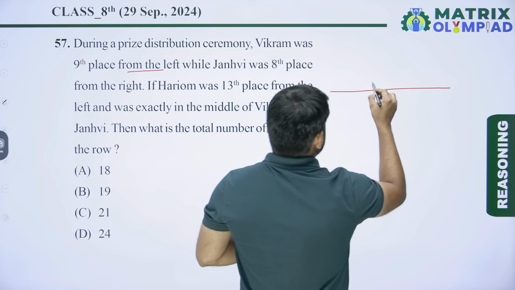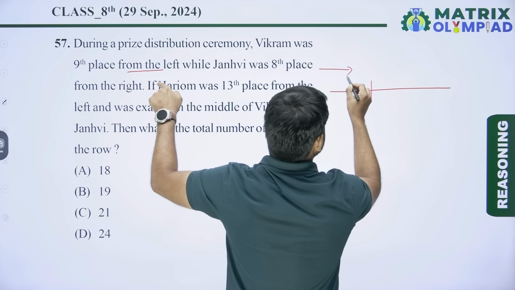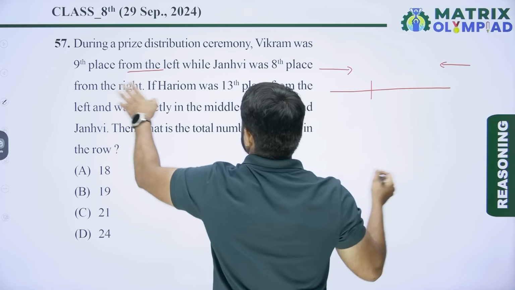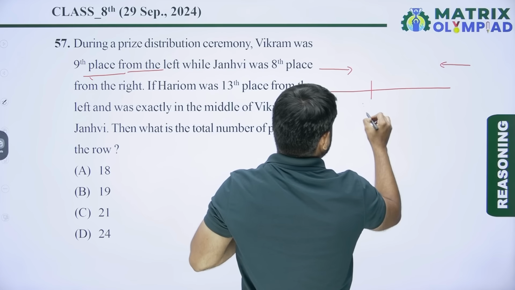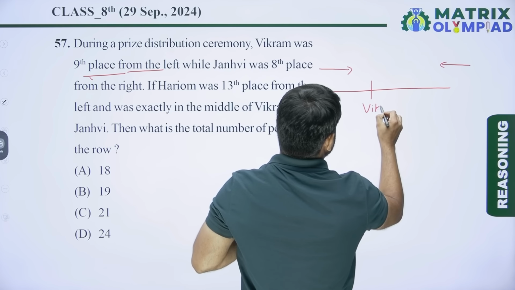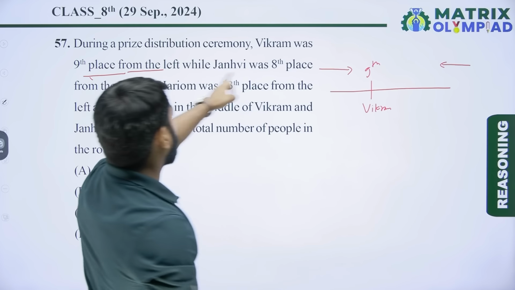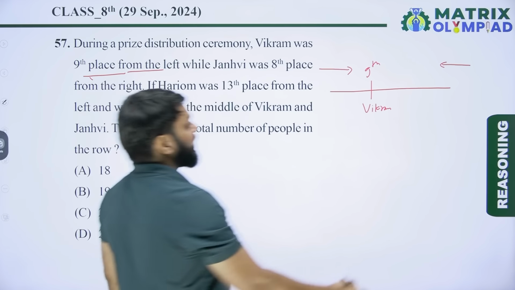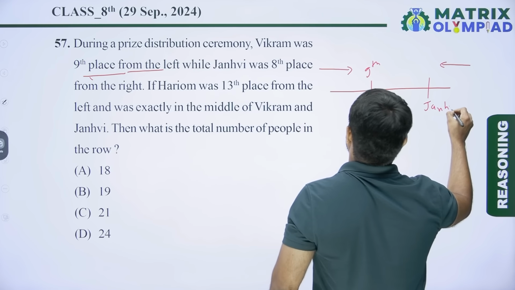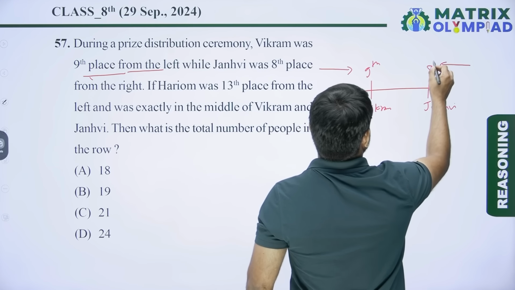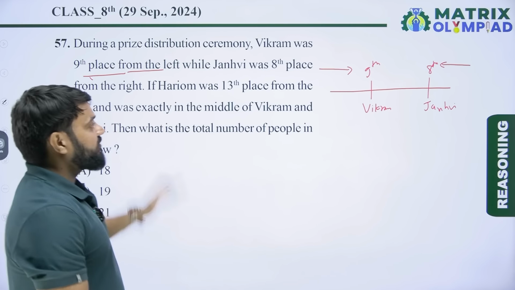In a row at a prize distribution ceremony, this is the left end of the row and this is the right end of the row. The position of Vikram is 9th from the left, and the position of Janvi is 8th from the right. If Hariom was 13th from the left, this is the left.